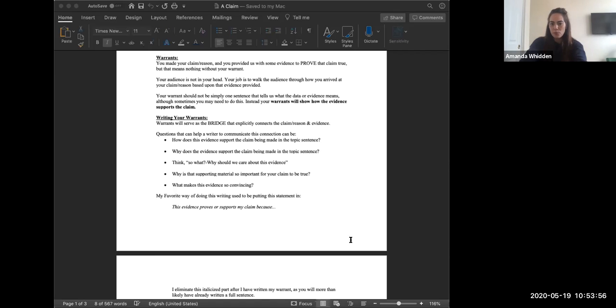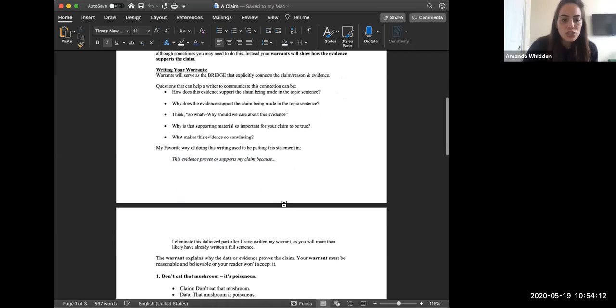So the statistic is important, or that study is important to my issue, because... What I suggest for these types of warrants, as I showed you here, is to eliminate the part that says "this evidence proves or supports my claim because," and once you take that out, whatever follows that answer is more than likely going to be your warrant.